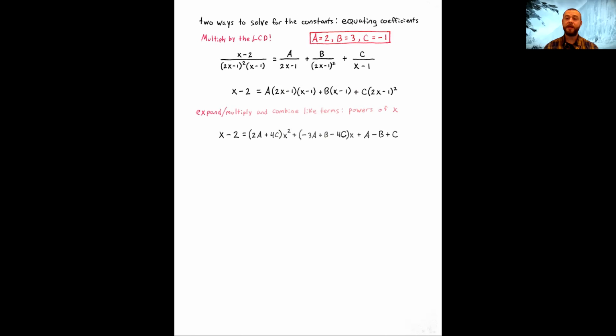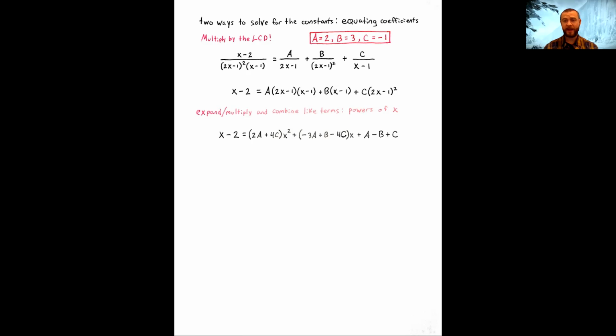All right, and this is where it gets a little tricky. Now, the name equating coefficients is going to view this equation as an identity. We have a degree 2 polynomial on the right side. We have x squared, x, and constants, but it looks like we have a degree 1 polynomial on the left side, x minus 2. Now, equating coefficients, the name comes from, we take a look at each like term on both sides and then equate the coefficient in front of them on both sides.